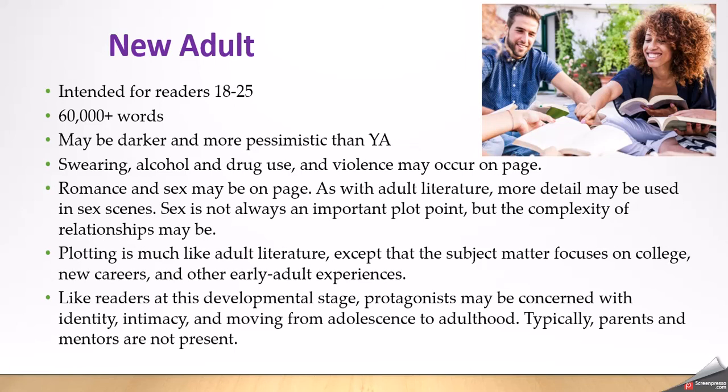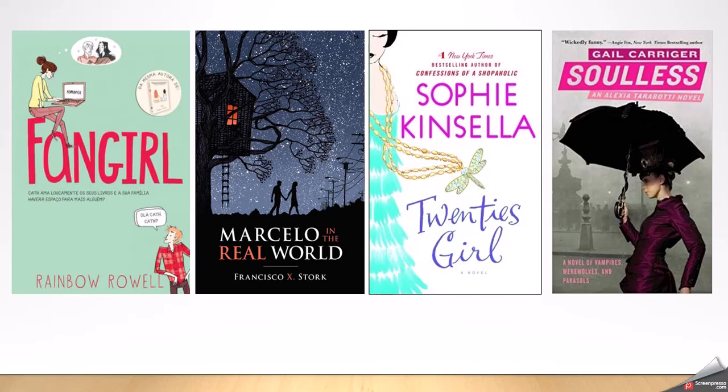Typically here, parents not present at all, mentors really not, unless it's somebody, a professor at a college or a boss at a job. But moving from that stage of identity and intimacy, that's really the key point. So some examples, Fangirl, a great book about a girl in college who loves writing fan fiction. She also published a book that is supposed to be the fan fiction that this character wrote. So it's kind of interesting to see that.